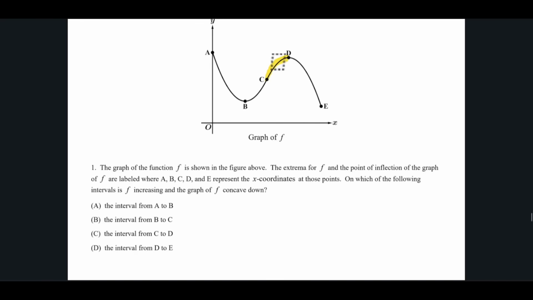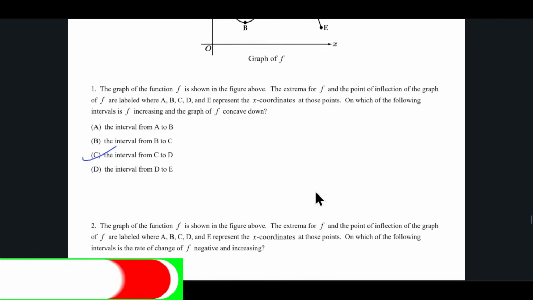Because it is increasing, it is climbing in nature, and it is frowning as well. So it is concave down. So I'm going to mark C to D, option C.